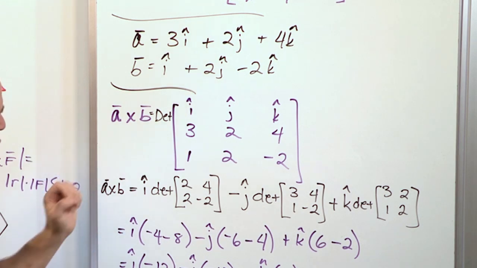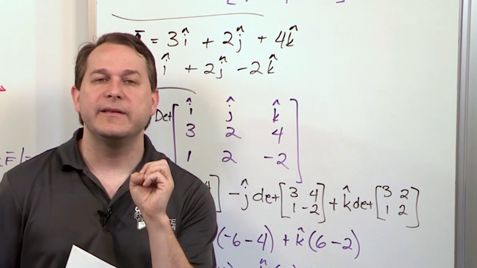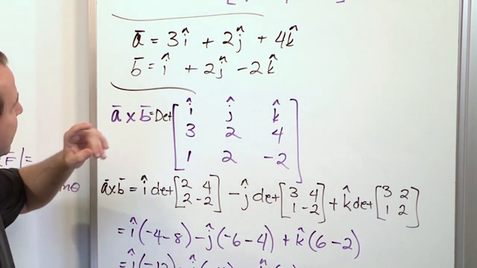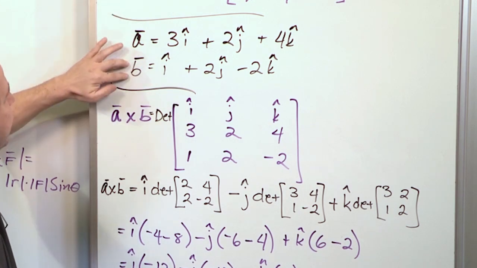One thing to keep in mind, the vector we get is this, and we know from the definition of the cross product that this vector is perpendicular to the plane that's contained by this vector and this vector.